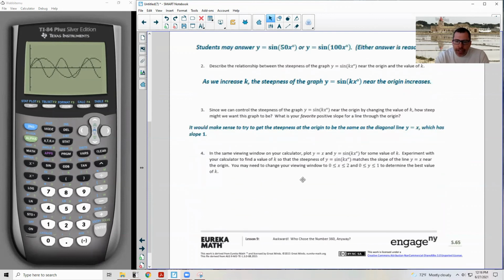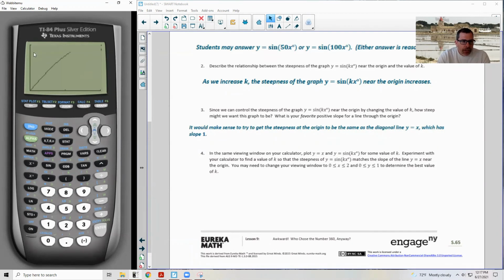All right, number 4. In the same viewing window on your calculator, plot y equals x and y equals sine kx for some value of k. Experiment with your calculator to find a value of k so that the steepness of y equals sine kx matches the slope of the line y equals x near the origin. You may need to change your viewing window to x 0 to 2 and y 0 to 1. So let's do that first. I'm going to change my window from 0 to 2 on the x-axis. And for y, I'm going to go from 0 to 1. Okay, so then I'm going to hit graph.